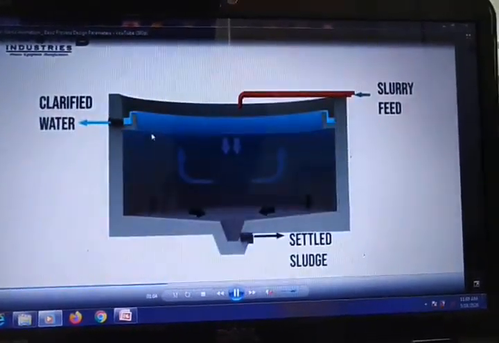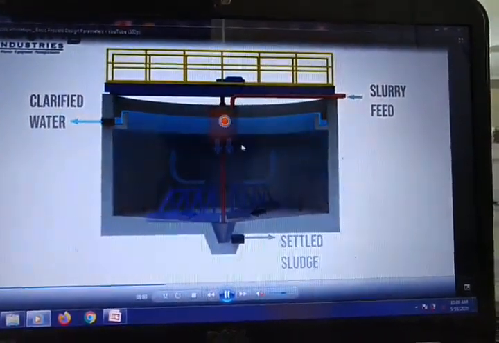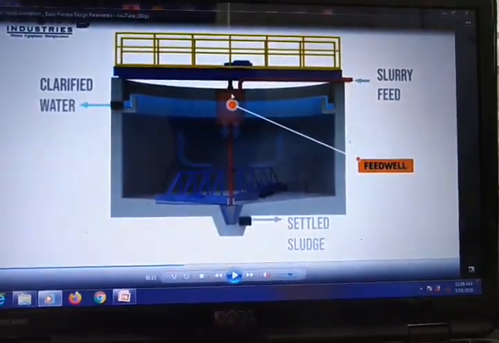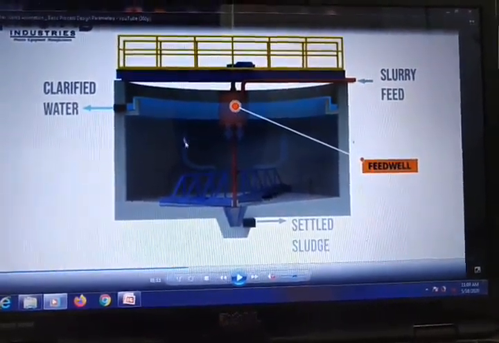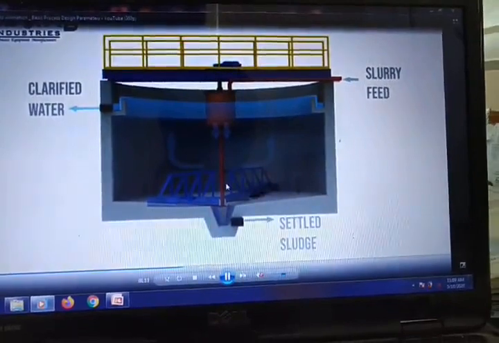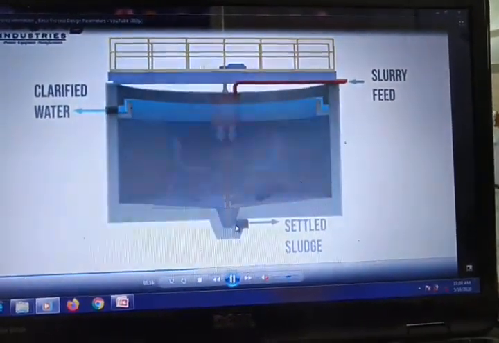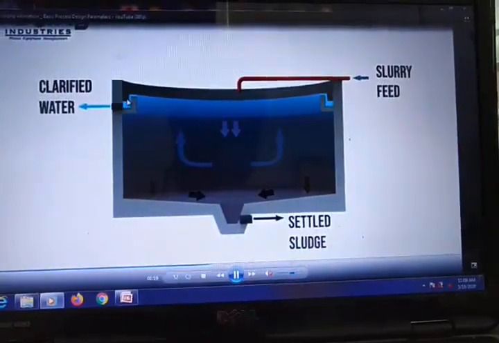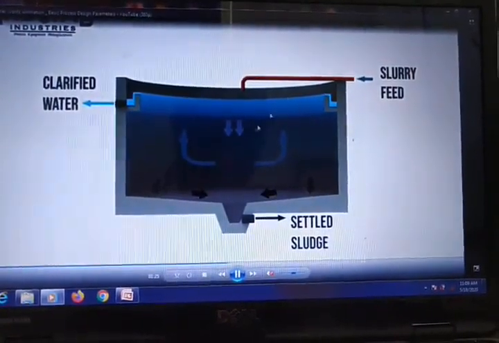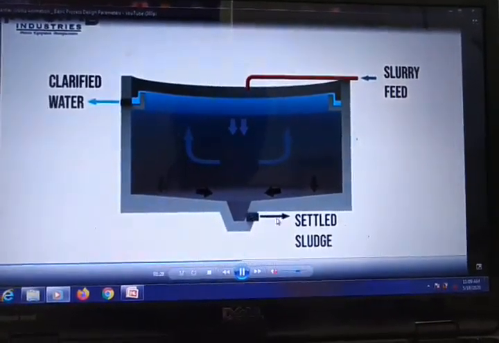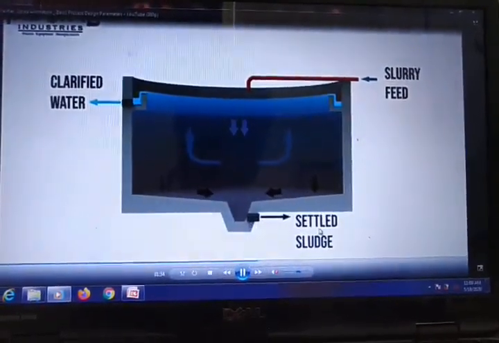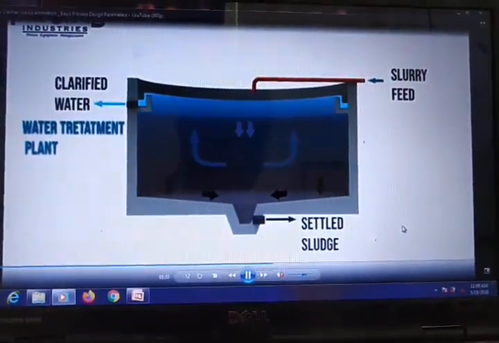See, this is the cross section of the tank. As you can see the drive, this is the feed well through which the water is let inside, and this is the central zone, that is the flocculator zone. And this is the clarified water, that is a launder or an outlet weir through which the clarified water is taken out. And this is the sludge pipe. The settled sludge is taken out from this pipe, and further it is processed or sun dried.